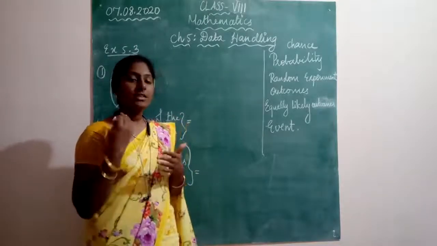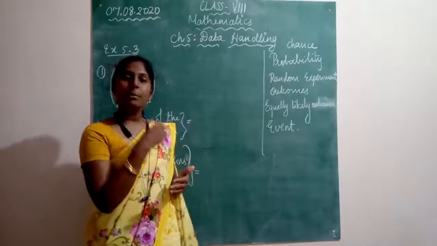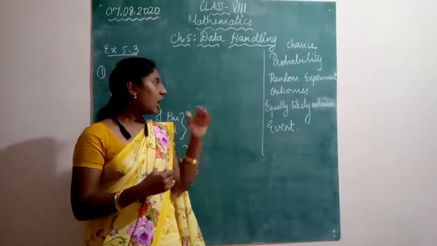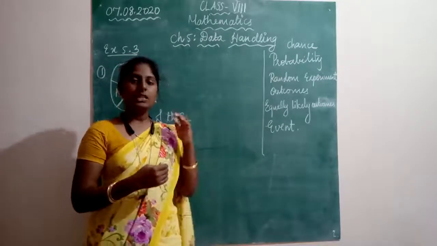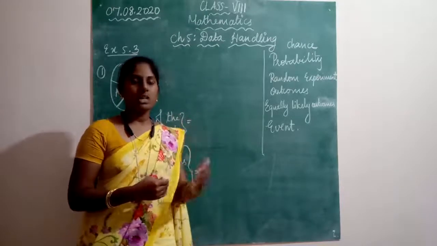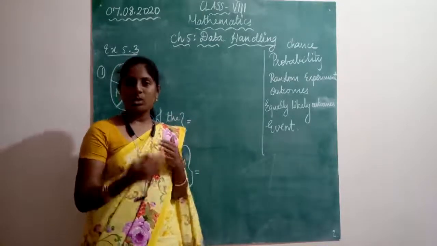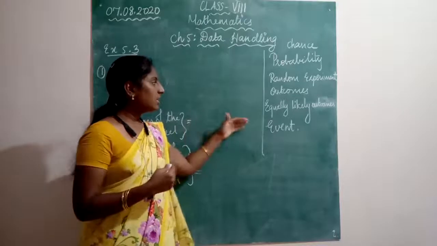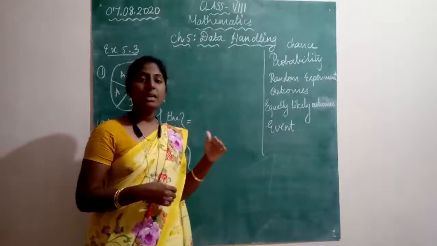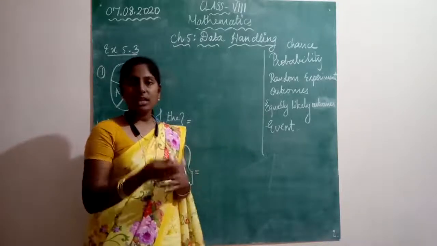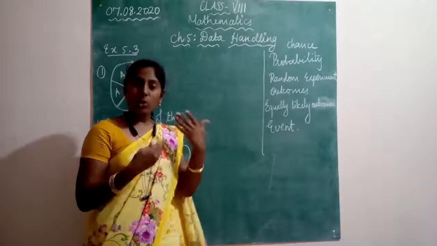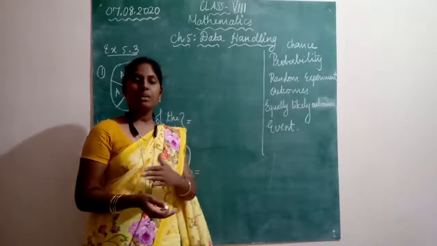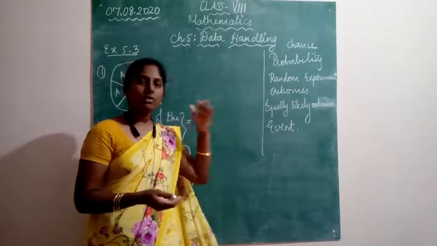Okay, and the result of each and every random experiment is known as outcome. Okay, for example, throwing a die is having 6 outcomes. The result is known as outcomes. Okay, next, equally likely outcomes. So what do you mean by equally likely outcomes? While throwing a die, each and every outcome is having same probability. So what is the probability of getting 1?